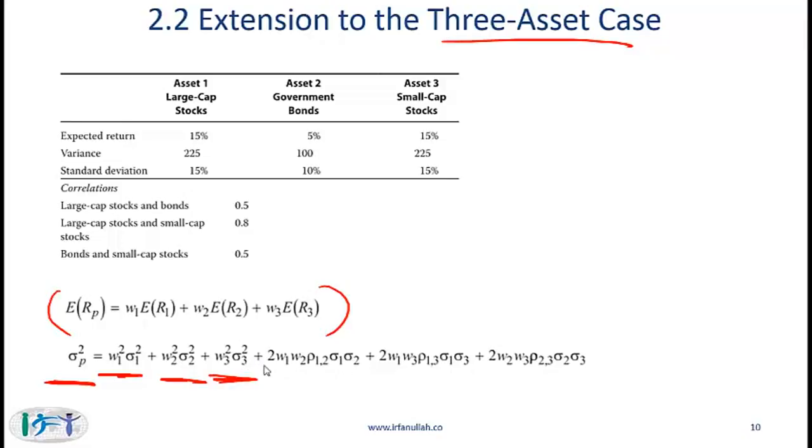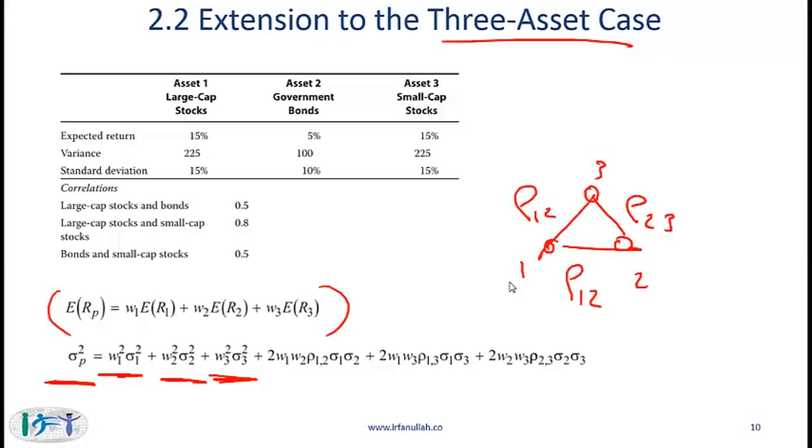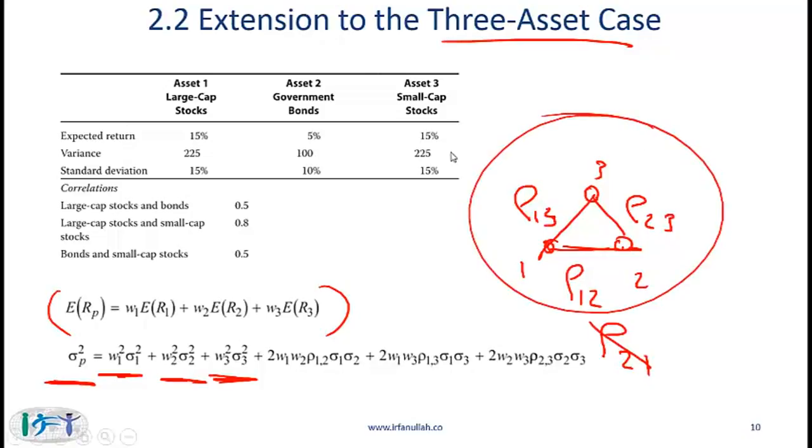And then recognize that if you have 3 assets, 1, 2, and 3, then there will be 3 pairwise correlations: a correlation between 1 and 3, between 2 and 3, and between 1 and 2. And hopefully you recognize that the correlation between 1 and 2 is the same thing as saying the correlation between 2 and 1. So we'll just keep this format.